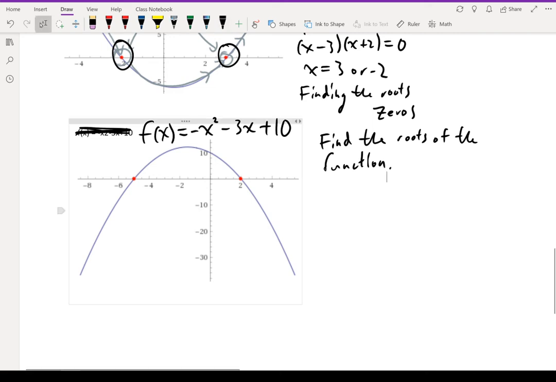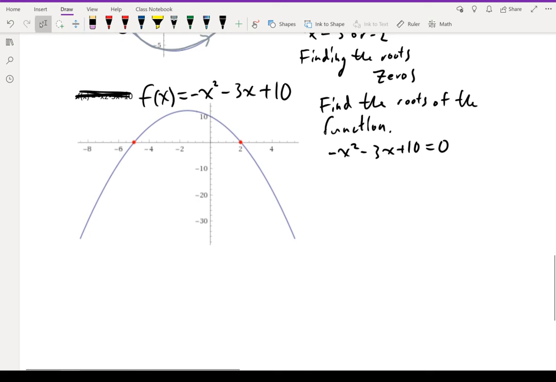And so how do we find the roots of the function? We will set our y value equal to 0. That is the same as the zeros. That is also the same as the x-intercepts. And so we would write down negative x squared minus 3x plus 10 is equal to 0. And then we would do the same factoring as before. This one will be negative 1 and 1. And then how do we get 10? How do we get 5 and 2?